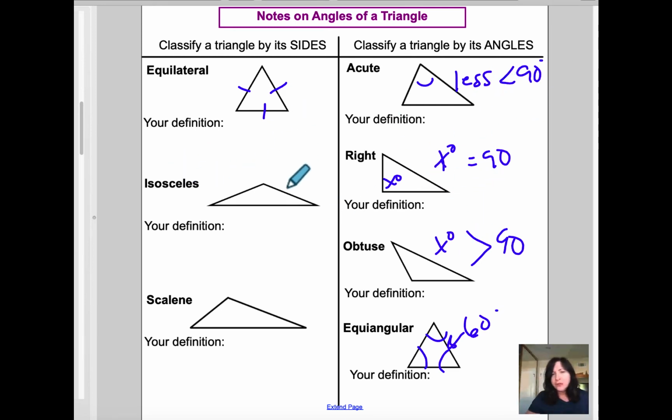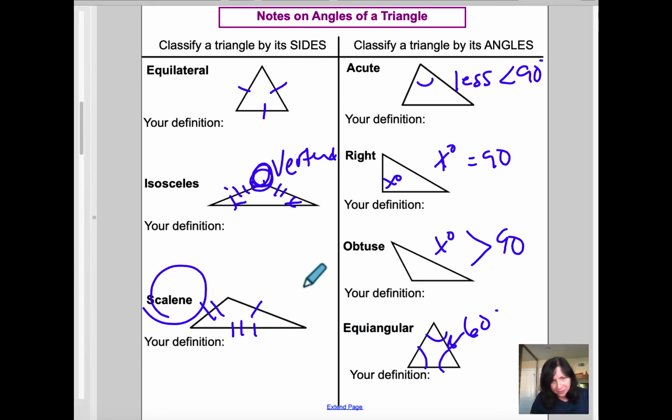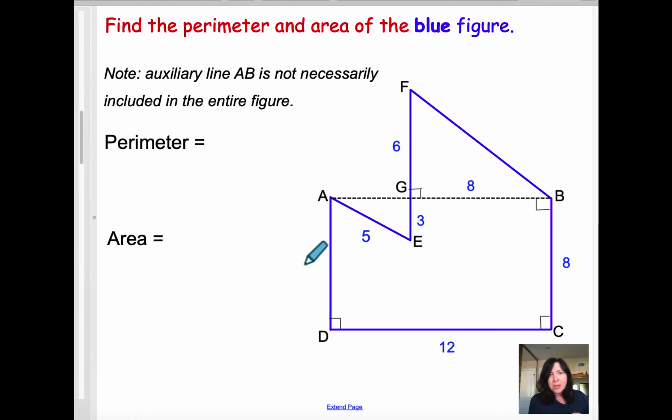Now, an isosceles triangle has two sides congruent. Therefore, my base angles are also congruent. And this angle way up here at the top, remember, we call that the vertex angle. A scalene triangle means all three sides are different lengths, and if all three sides of my triangle are different lengths, that means all three angles also have different measures. So we're moving on to what we're talking about, which is perimeter and area.